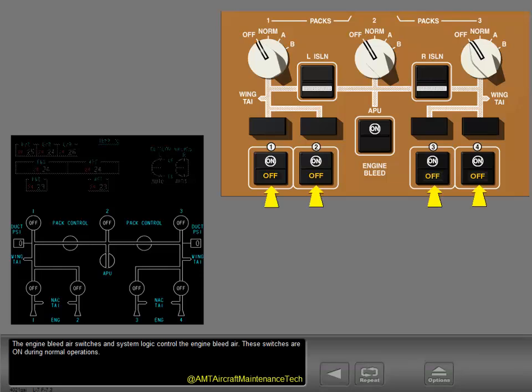The engine bleed air switches and system logic control the engine bleed air. These switches are on during normal operations. The APU bleed air switch and system logic control APU bleed air. This switch is on during normal operations.